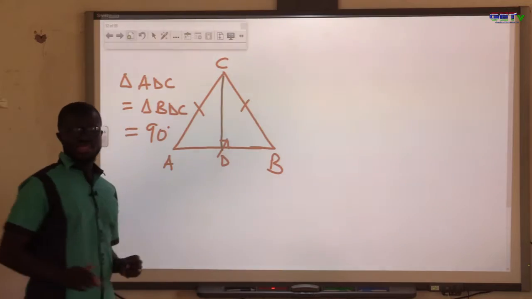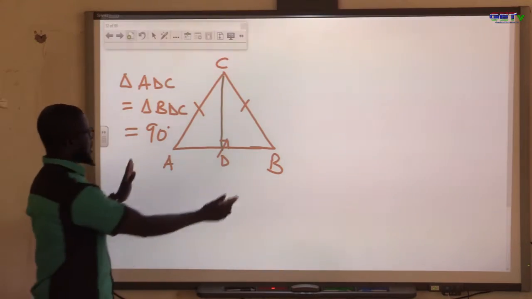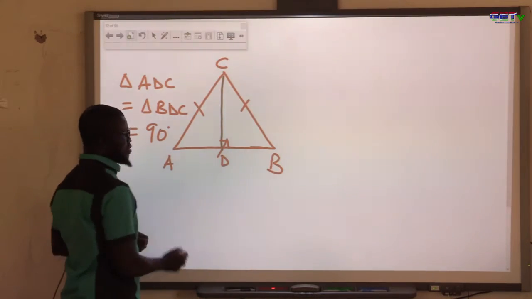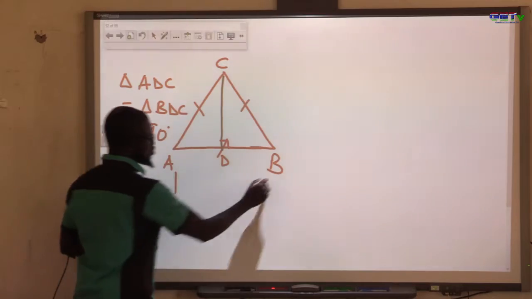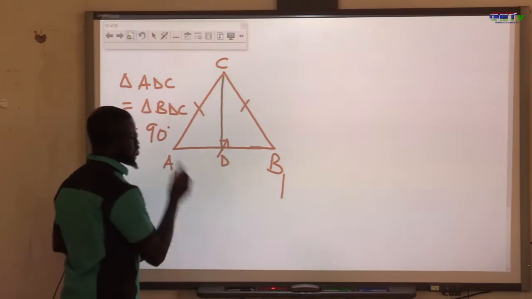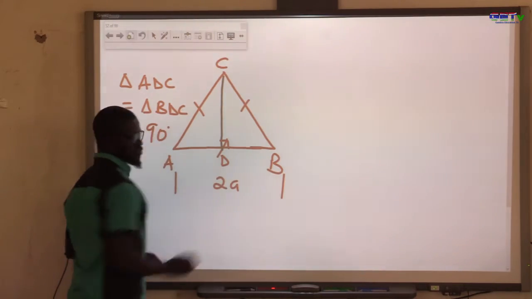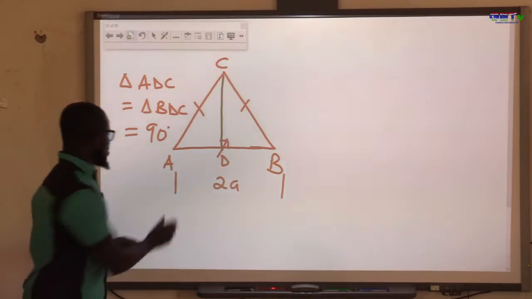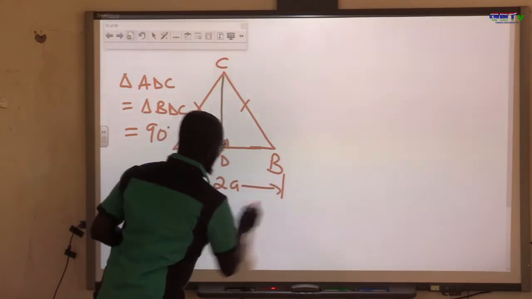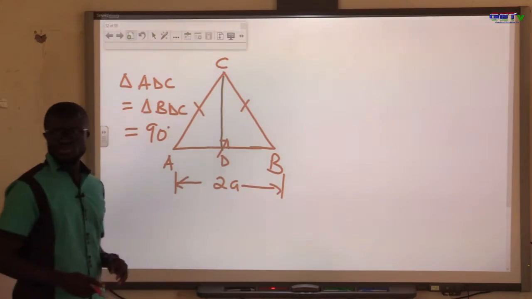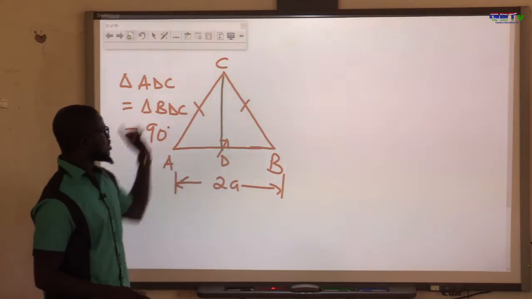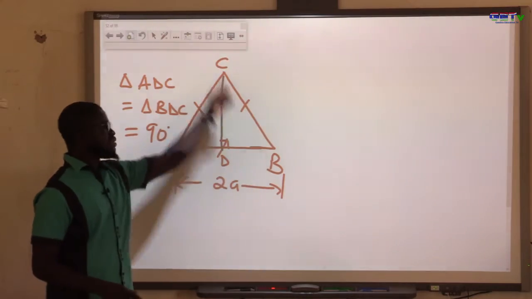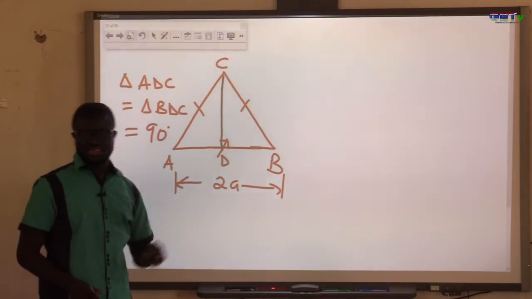From the figure, let's take the dimension of line AB, from this point to this point, to be 2a. If the distance from A to B is measured 2a, what will be the measurement of line BC and line AC?